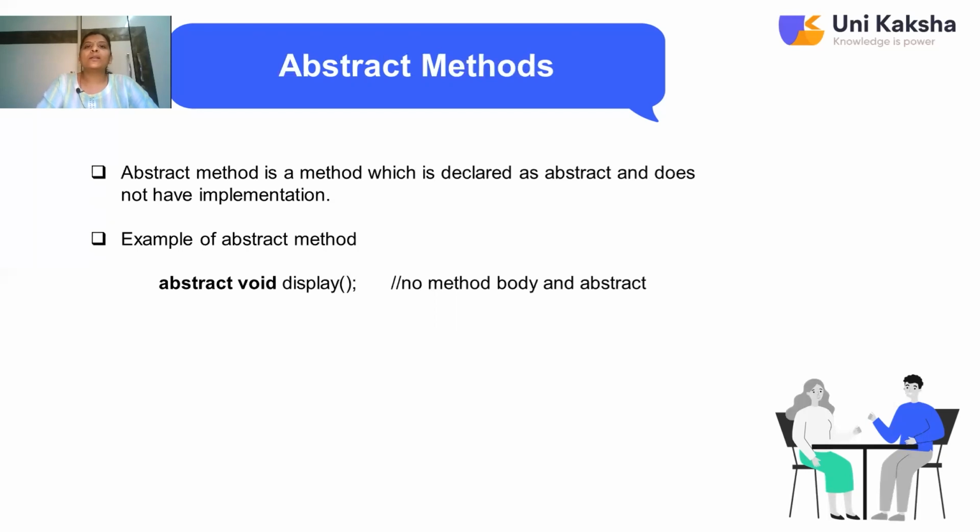Now let's move on and understand abstract methods. An abstract method is a method which is declared as abstract and which doesn't have any kind of implementation. This is the example of an abstract method. It can be written like abstract, then the data type, and then the name of the method. Display is the name of the method and it is an abstract method. We are not going to include any kind of method body in the abstract method. How it can be used, we will see along with the example.